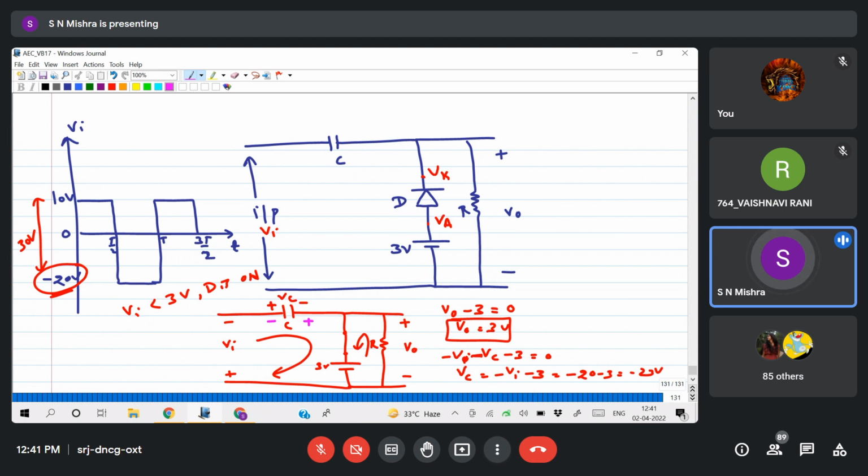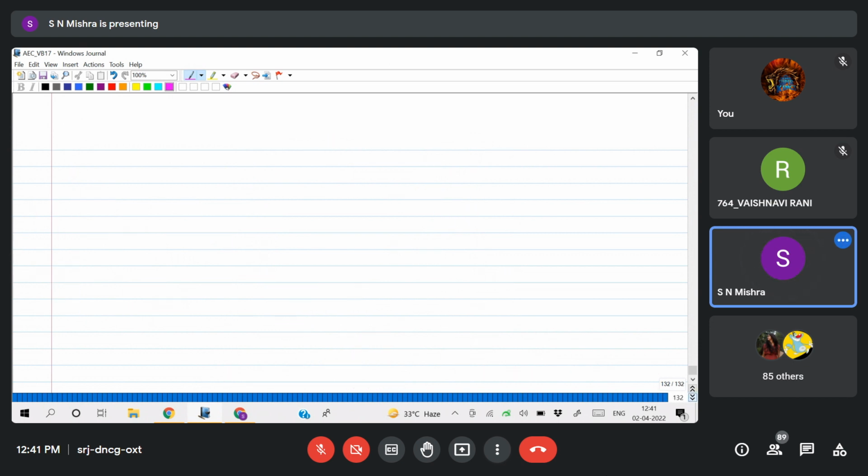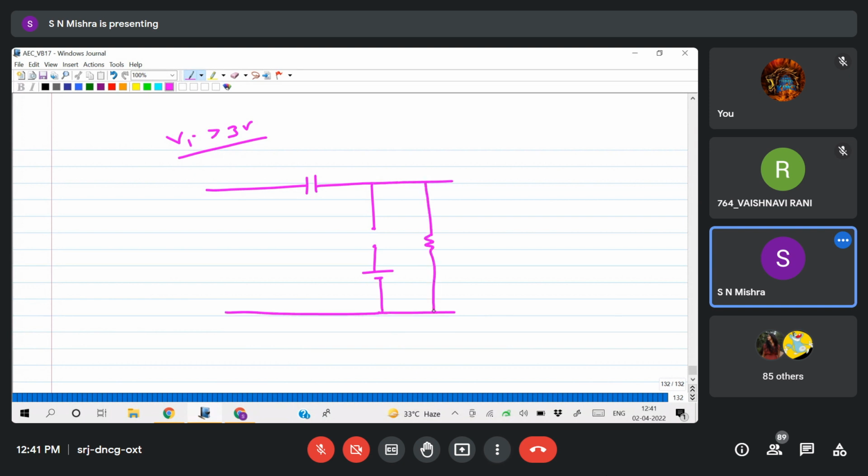Then after that, Vi greater than 3 volt, capacitor, then diode is off. I'm taking here plus minus because last time also I have taken plus minus. If you take minus plus, you have to keep it minus plus.